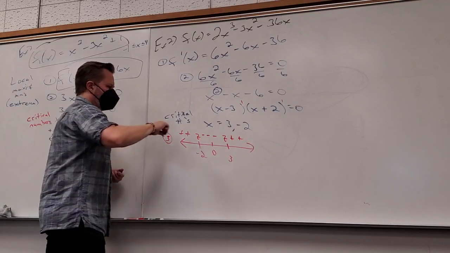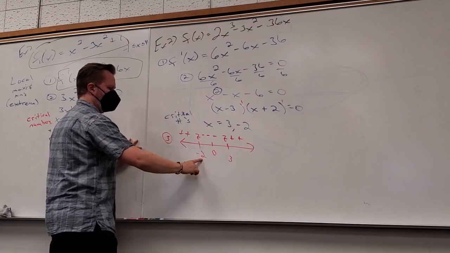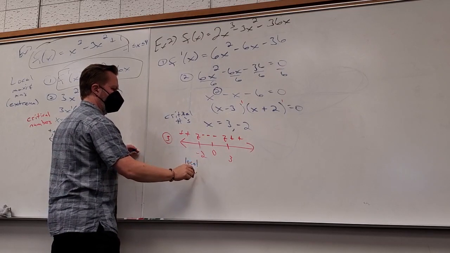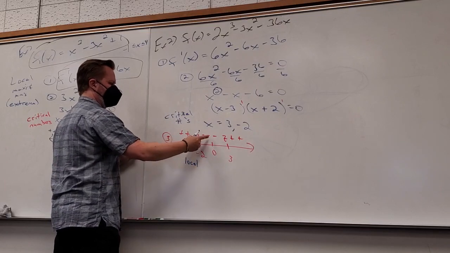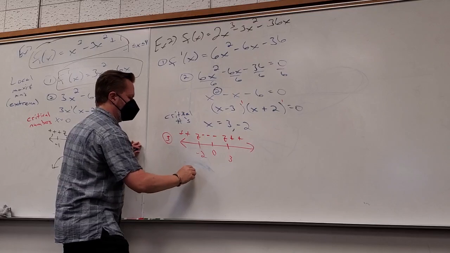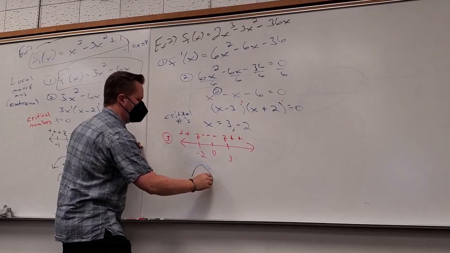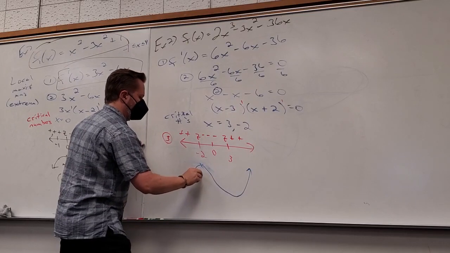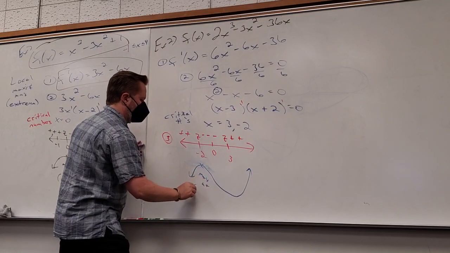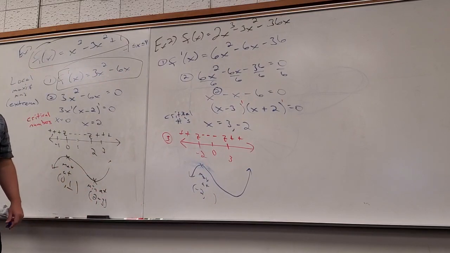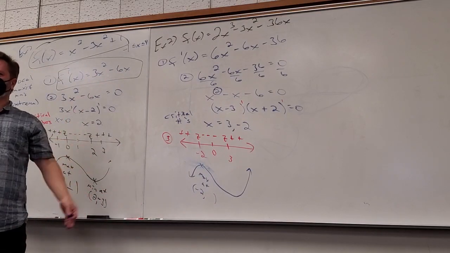So then you can draw a little picture if you want to, but you should be able to tell me right now, what is this, a local what? That's a local max. Up to it, down from it, local max. It's not a bad idea to just go ahead and draw a little thing. It's flat there, it's negative, it's flat there, and it's positive. So then you know that's a max at -2 comma something. 44. 44? Sure.